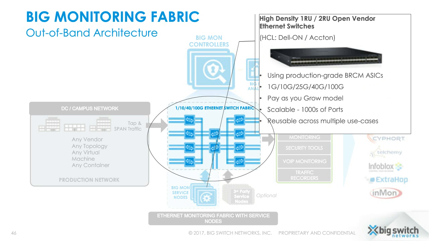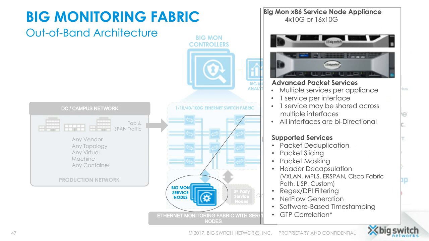And this is a service node. This is actually why I had these slides, because I wanted to put this one up. The service node is a commodity x86 device. There it is on top, commodity. And this is an example of some of the collection of services that that particular service node can do on any one of its ports. Deduplication I've mentioned, slicing and masking, various header decaps, regex and DPI filtering, NetFlow generation. We're currently working on IPFIX, software-based timestamping, and GTP correlation. These are all implemented on top of DPDK.